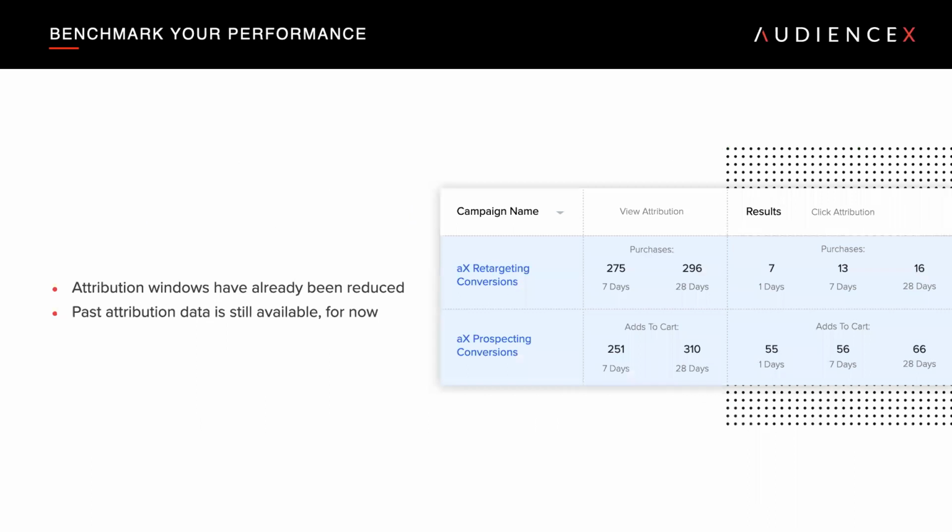The next thing to think about doing is benchmarking your performance. And this is not essential. This is really a recommendation on Facebook's part. On January 19th, Facebook reduced the default attribution window for advertisers from 28-day click to 7-day click to align with ATT. So if you saw a sudden performance decline around that time, this is probably the cause. It's not that fewer events are happening, they're just not being reported.